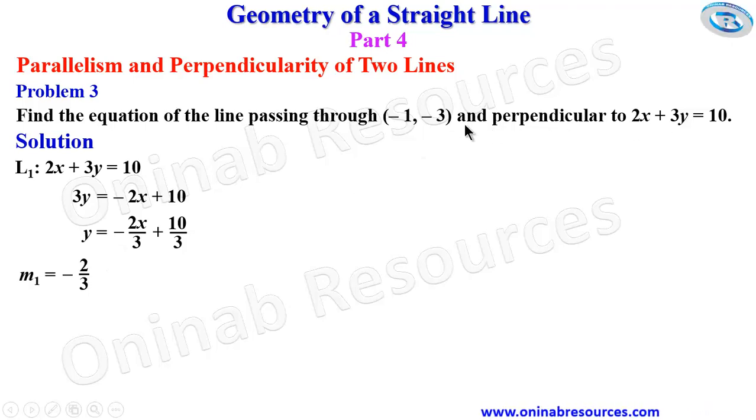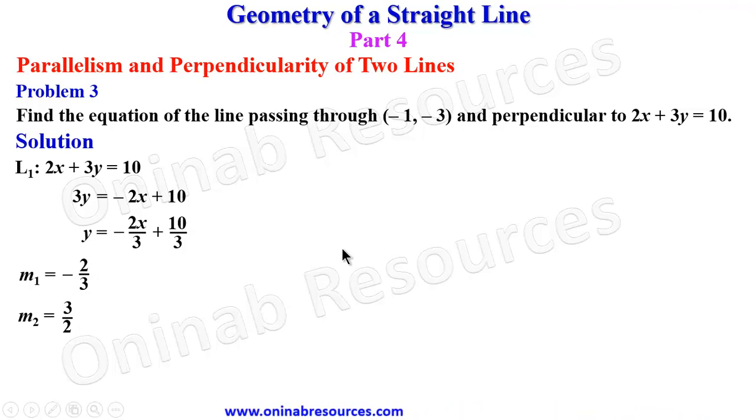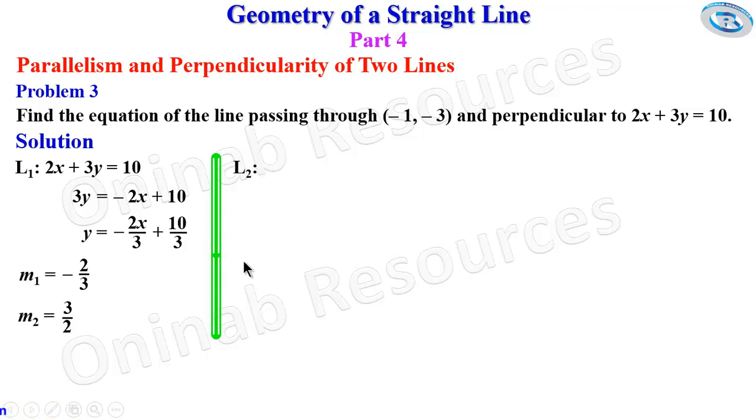And since the other line is perpendicular to this particular line, the gradient, which is m2, now is going to be the negative reciprocal of this, which is 3 over 2. Then we omit the minus, because if you multiply these two, it will give you negative 1. And that's the condition for two lines to be perpendicular to each other. Then we go for the second line, and the second line is passing through (negative 1, negative 3), and the gradient is 3 over 2.